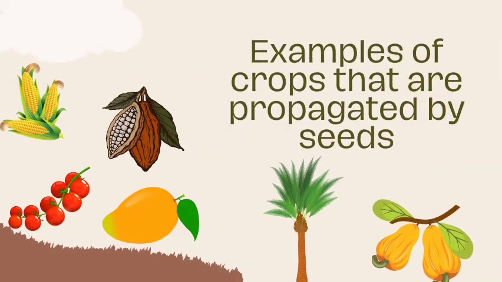Now let's take examples of crops that are propagated by seed. We have your cocoa, we have tomatoes, we have mango, we have cashew. Did I hear guava? That's right. We also have oil palm, we have okra, we have rice.